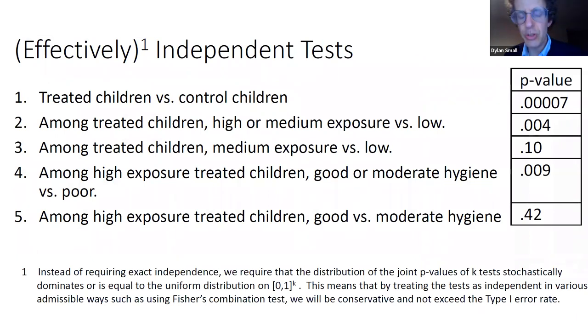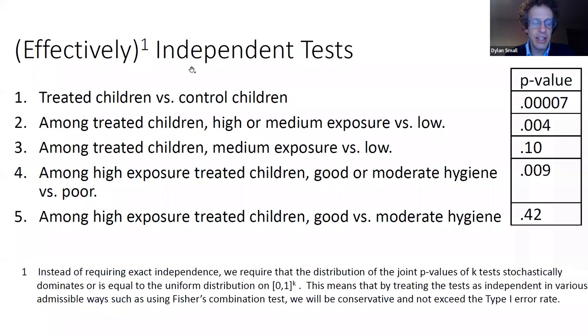So we were able to construct five effectively independent tests. For the results I'm going to show, you don't actually need the tests to be exactly independent. What you need is that if you treat them as independent, that's conservative: the joint distribution of the p-values stochastically dominates the uniform distribution. That ensures that when you treat them as independent, it's conservative.